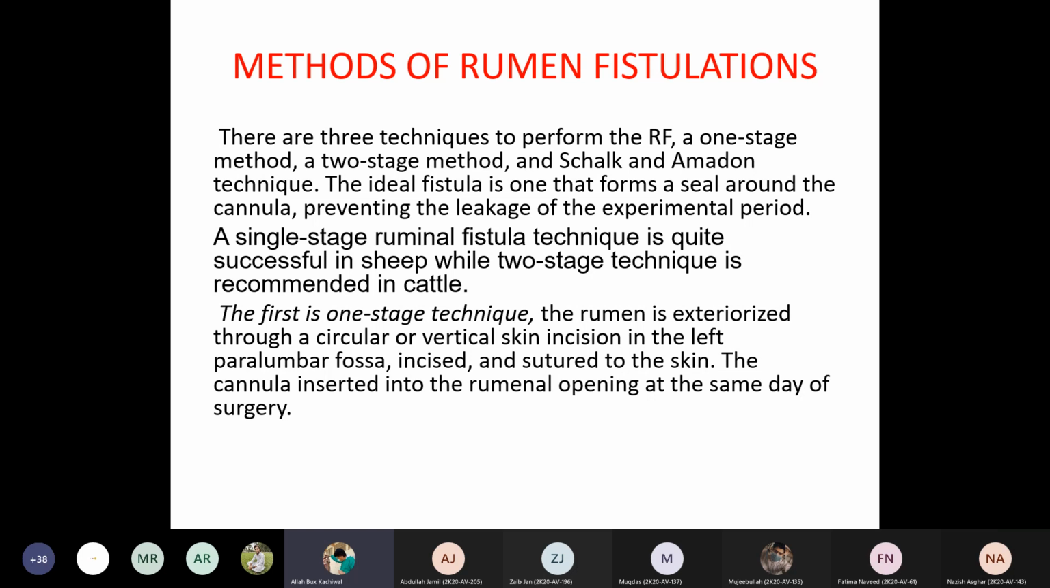So the ideal fistula is one that forms a seal around the cannula.